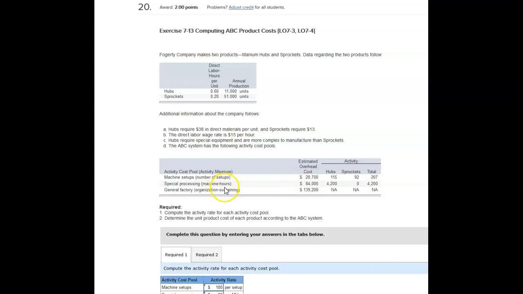For special processing cost, we spend $84,000. These are more like machine hours. We have 4,200 hours allocated to hubs, and none allocated to sprockets. So all this cost will be allocated to hubs. We're going to break it down per hour in a minute, but all this cost is allocated only to the hubs and not to the sprockets. Okay, so hopefully that gave you some good background information.